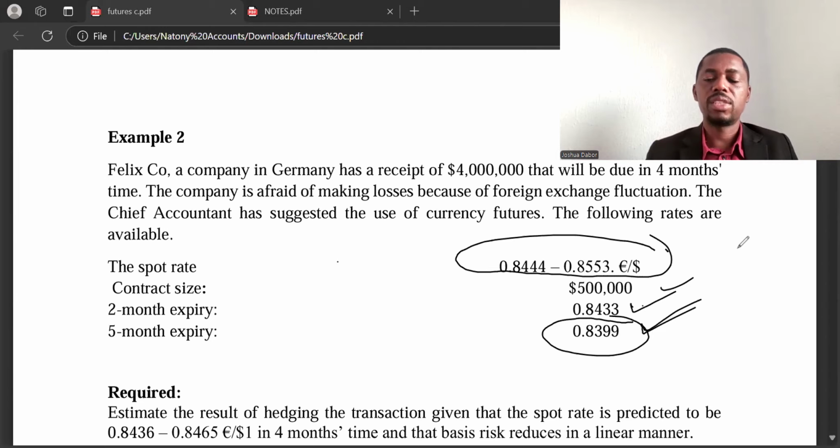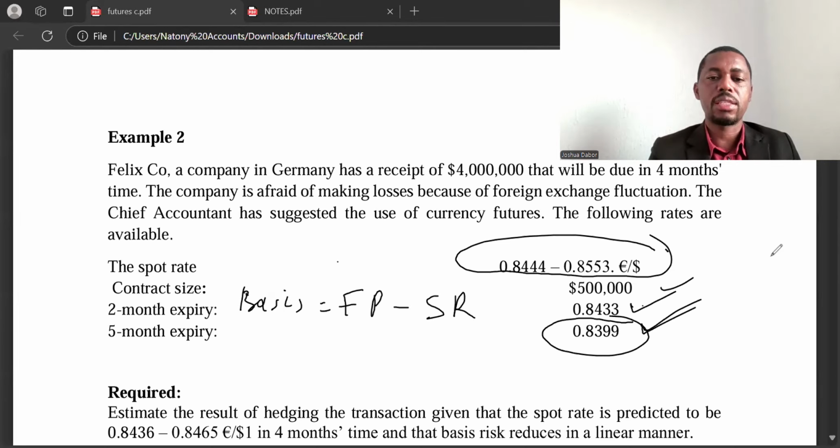Now, it's a little bit tricky here because for the spot rates, you have two rates. And basis, the formula for basis, the basis is equal to futures price minus spot rates. But we have two spot rates here, 0.8444, 0.8555. So which of the spot rates will apply? Which of the spot rates will apply?